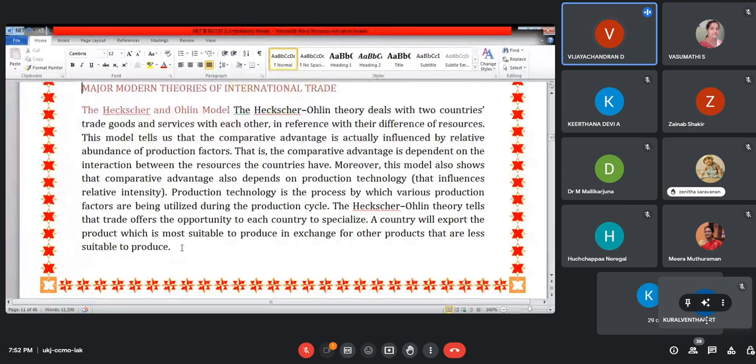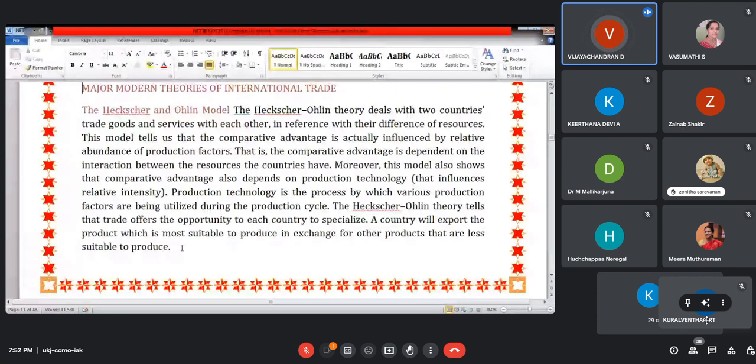Say for example, you will be good in maths, and another student will be good in, say, auditing. So what happens is that one student will teach auditing to the other student, and this student will teach maths to the other. So they will exchange their knowledge; sharing of knowledge will be there. In the same way, one country is good in one product, another country is good in another product, and they will do international trade. So that is known as the Heckscher-Ohlin model.